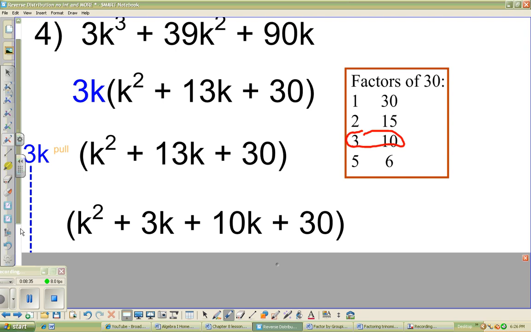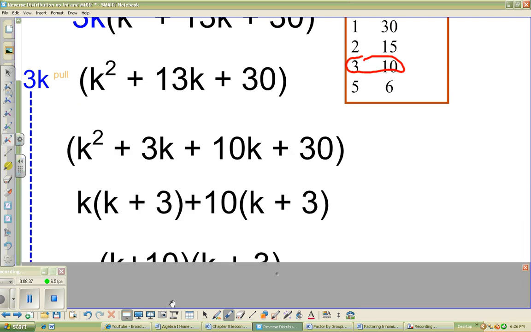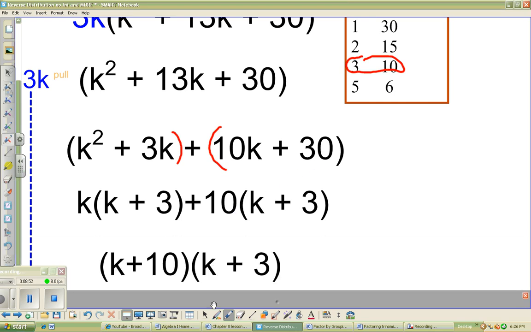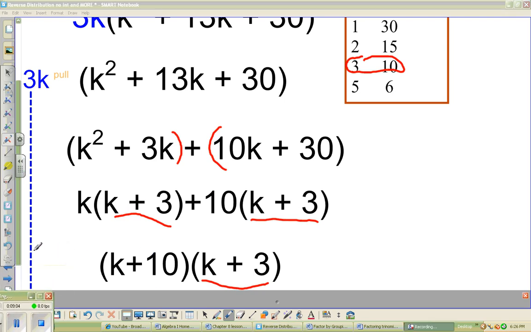Then we group the first two terms, like that, and the second two terms, like that, and pull out the common factor. Here it's k, and here it's 10. Take the common factor, here it is, and then multiply by k and 10. But don't forget 3k.